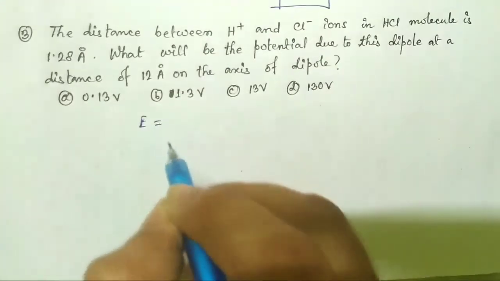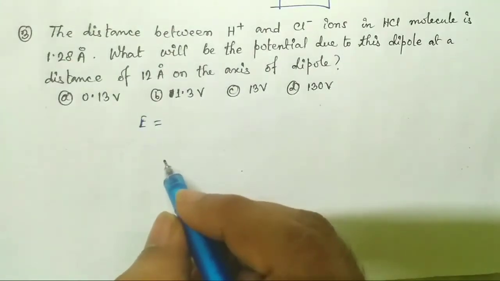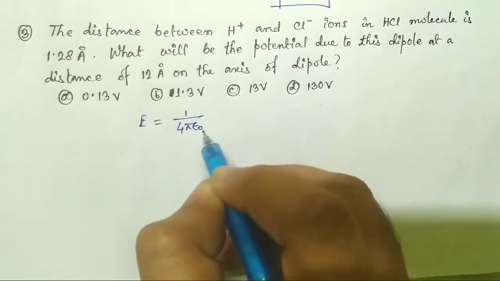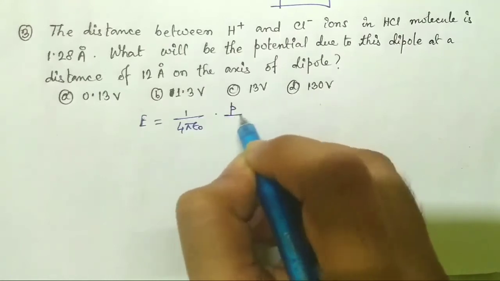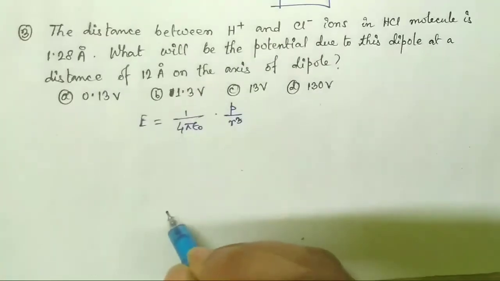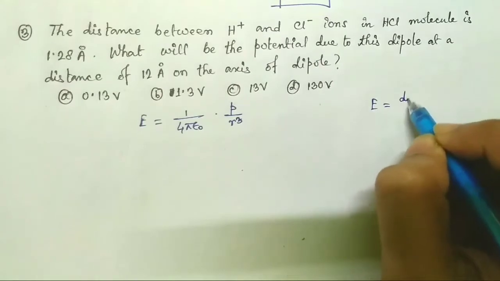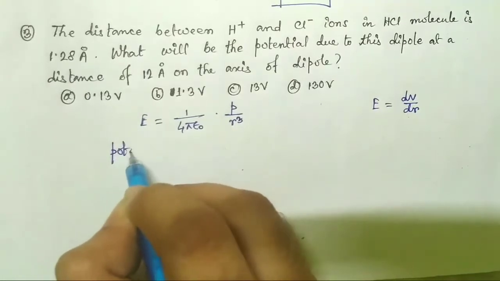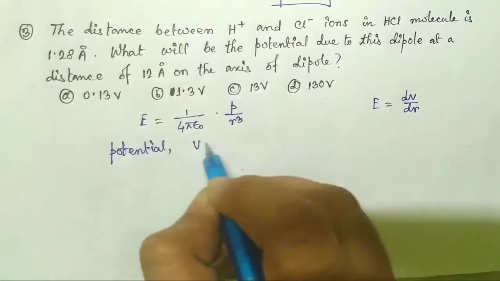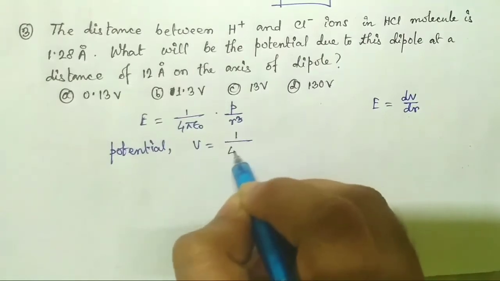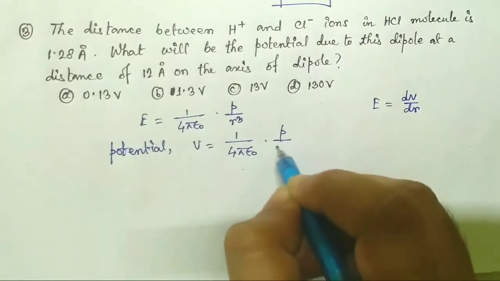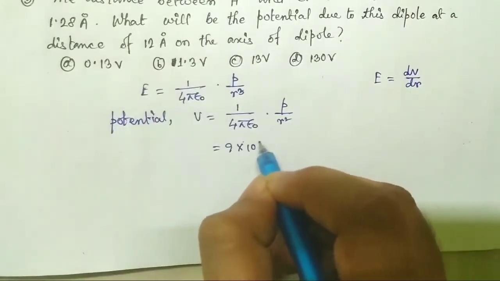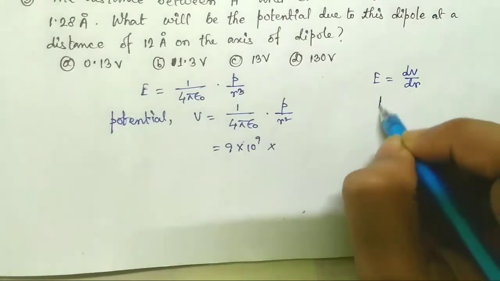We know the electric field intensity at a point on the axis of a dipole is given by E equal to 1 by 4 pi epsilon 0 into P by R cube. Now we know electric field intensity is equal to dV by dr, right? So the potential, you have to find in this problem. The potential will be V is equal to 1 by 4 pi epsilon 0 into P by R square. Now, what is the value of 1 by 4 pi epsilon 0? 9 into 10 to the power 9. P is the dipole moment.